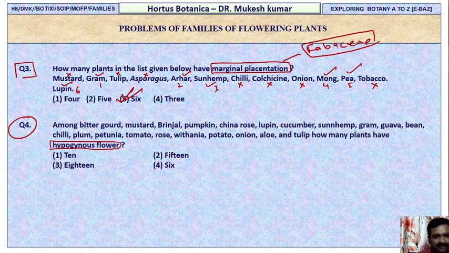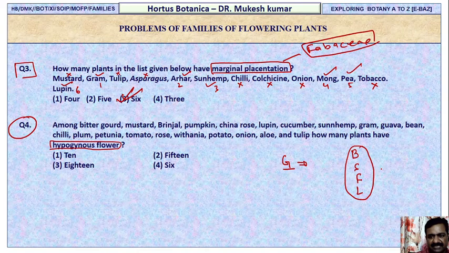How many of them are in hypogynous condition? So, hypogynous, what do you have to know? See, this is your hypogynous, superior ovary. So in superior ovary, how many families have to be said? Brassicaceae? No? Then what do we have? Solanaceae, Fabaceae, and Liliaceae. We found here that in most of the cases they all have a superior ovary.